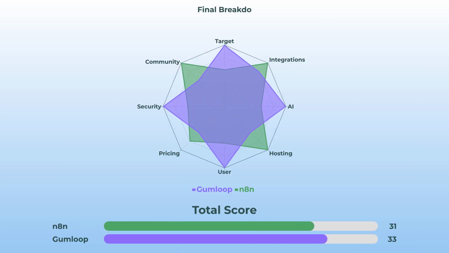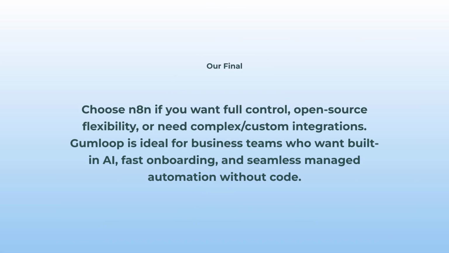So here's the full picture. Looking at all those categories side by side, Gumloop pulls ahead on user-friendliness, AI, security, and just overall simplicity for business users. n8n holds its own wherever hardcore customization and control actually matter. Honestly, it comes down to you.